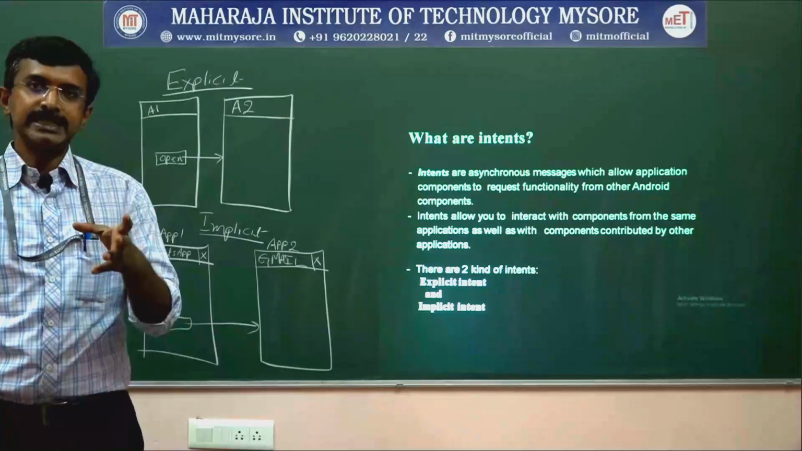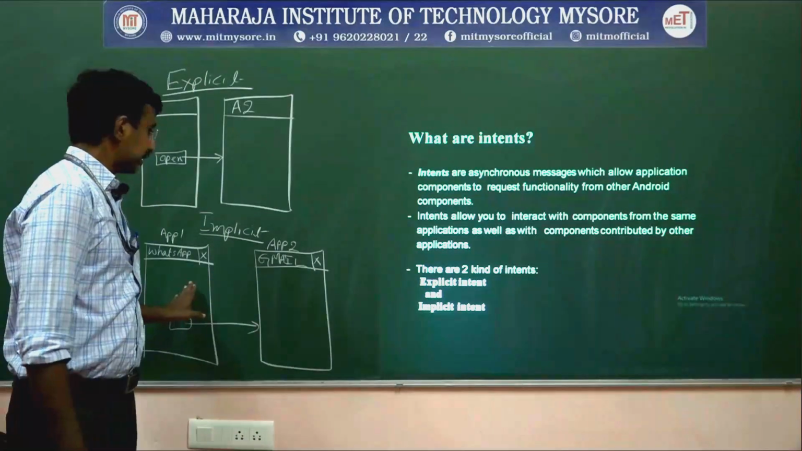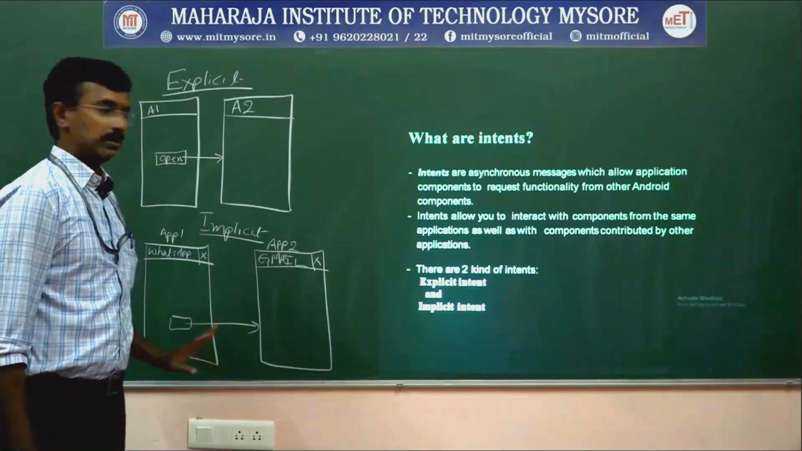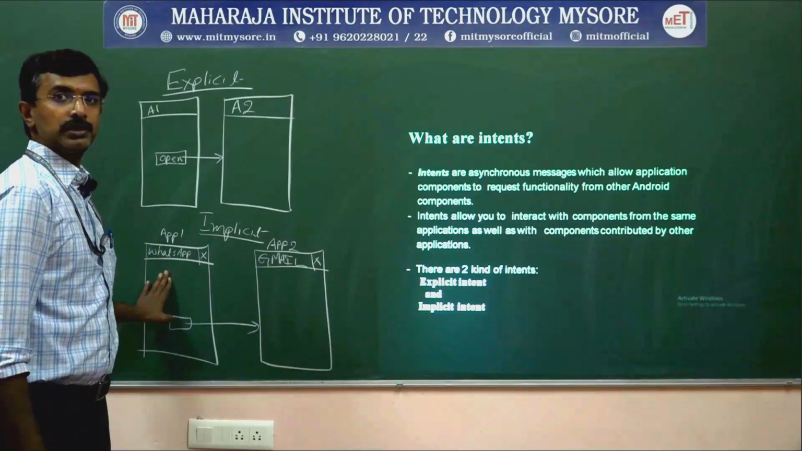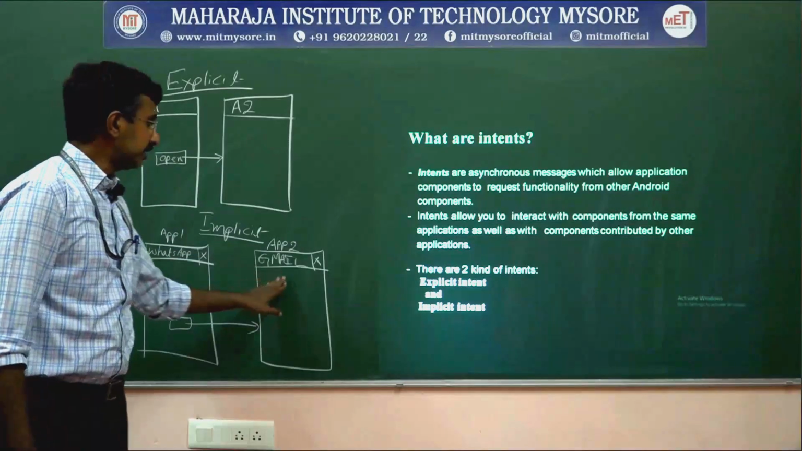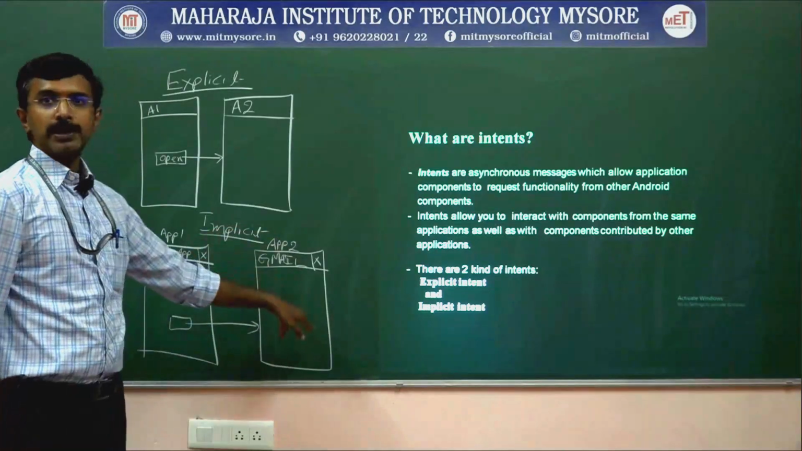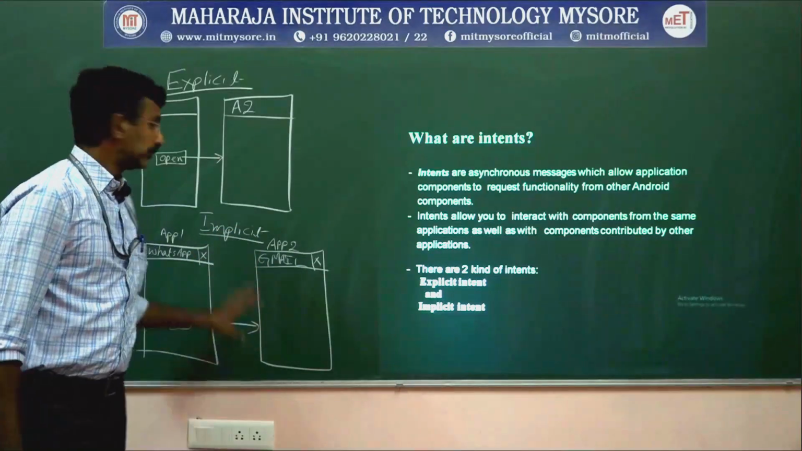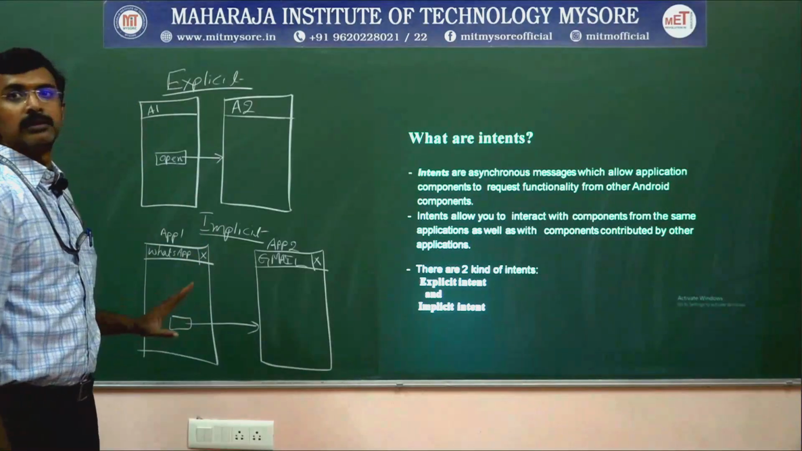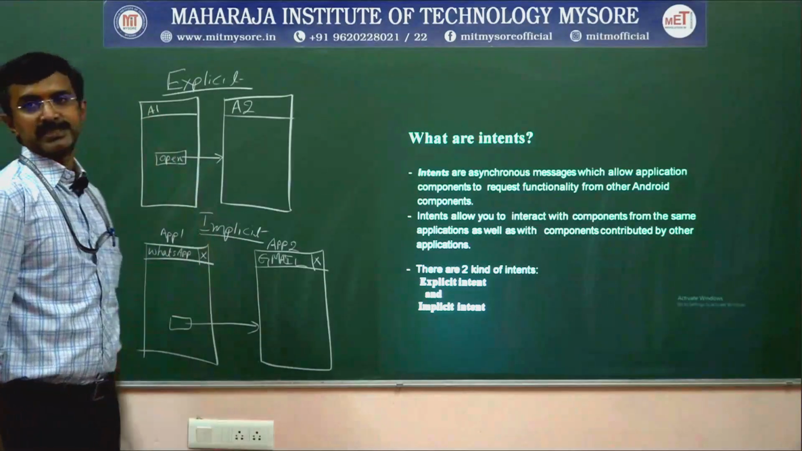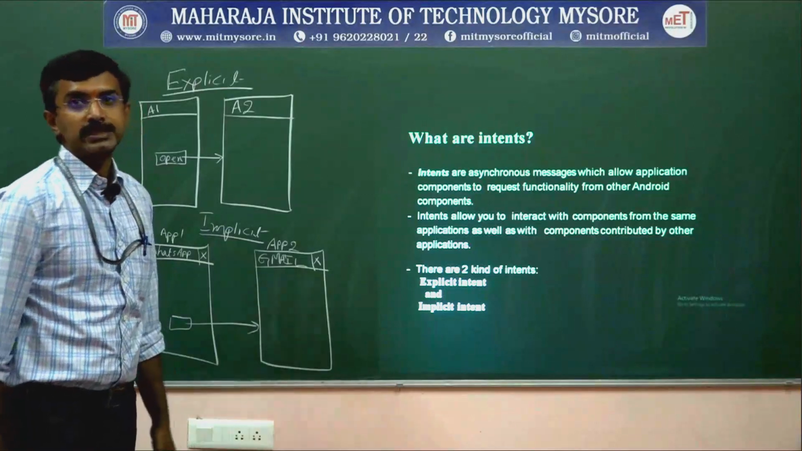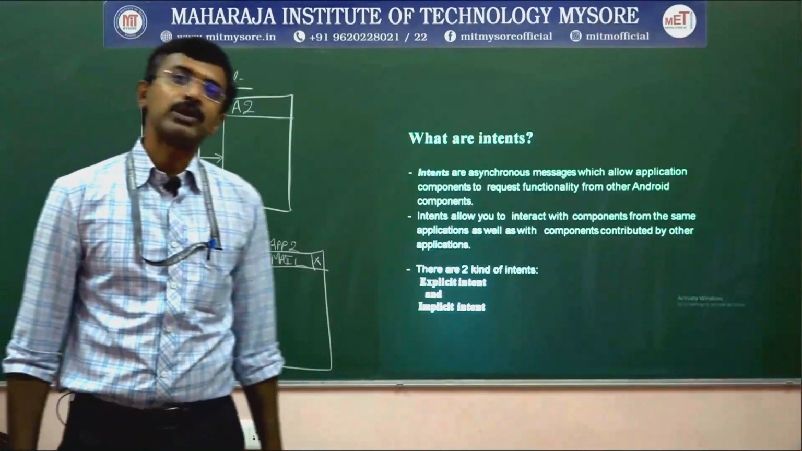We use implicit intents to open another application. So this is the WhatsApp application, application 1. This is the Gmail application, application 2. On clicking a button, we open app 2, application 2. So this is nothing but implicit. This is nothing but explicit. So with this, we are going to begin our coding.